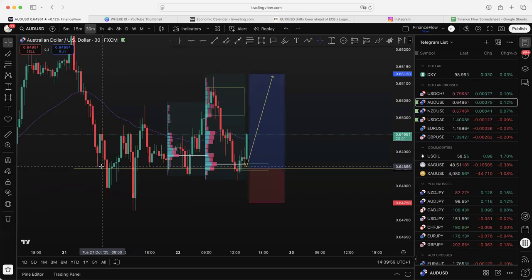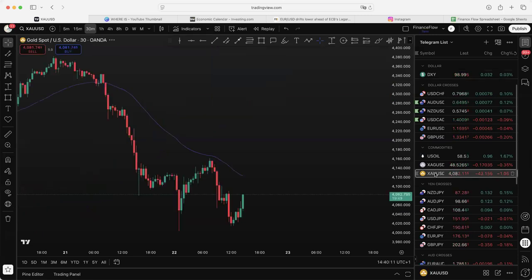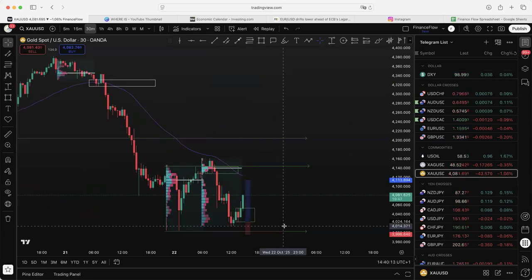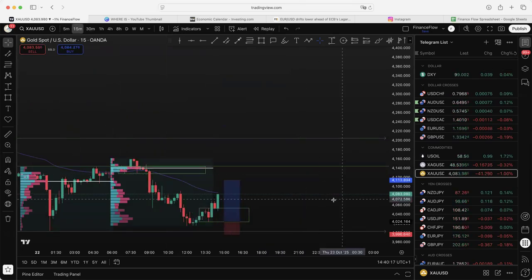So yeah, look how well this level's holding, and that's going to be melting. Look at the dollar. Yeah, you can see the reaction here. So yeah, and I would imagine gold should be pumping. There we go. Look at that. Broken out. I mean, this is perfect.